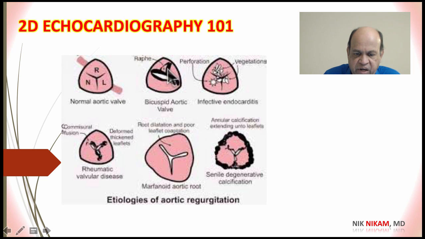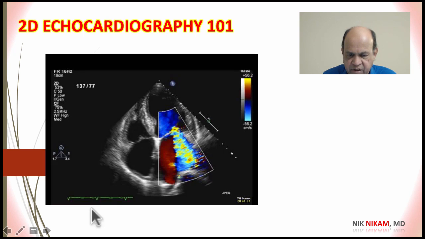Sometimes one of the leaflets may fuse and give an appearance of a bicuspid valve. It is important to identify a true bicuspid valve because the bicuspid valve is more prone to infective endocarditis. Now we're going to move on to mitral regurgitation.